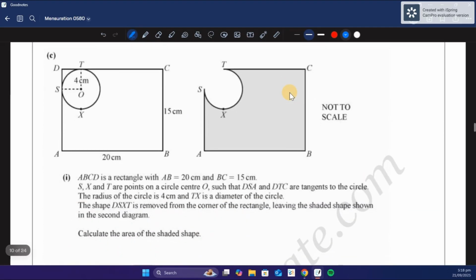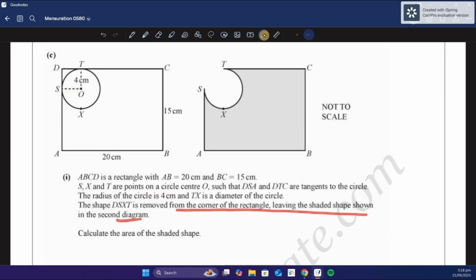Okay, moving on. Part C. ABCD is a rectangle with AB equal to 20, BC is 15. S, X and T are points with the center O. Alright, the radius of the circle is 4. Okay, calculate the area of the shaded shape.